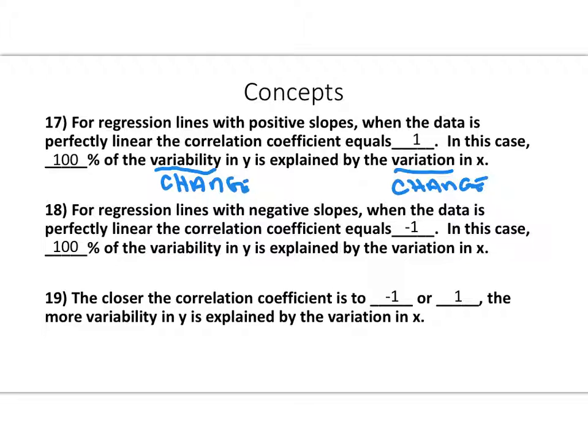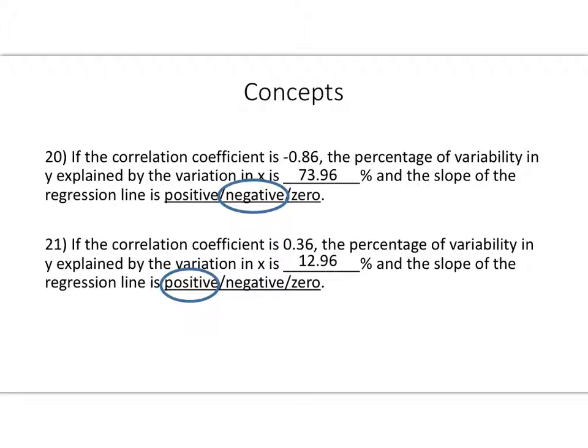So what we're saying here is if we have a perfectly linear slope, the correlation coefficient would be 1. That means 100% of the change in Y can be explained by the change in X. It's the same thing, except if it's a negative slope, your correlation coefficient is negative 1, but that's still 100%. And the closer you are to negative 1 or positive 1, the more variation in Y is explained by X.